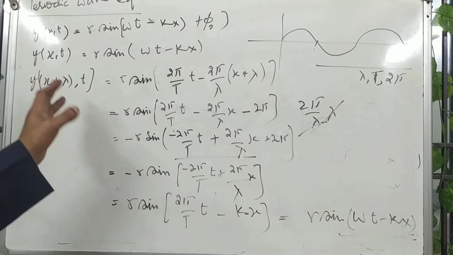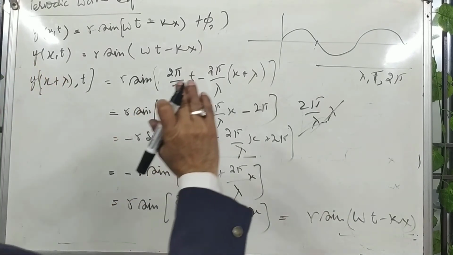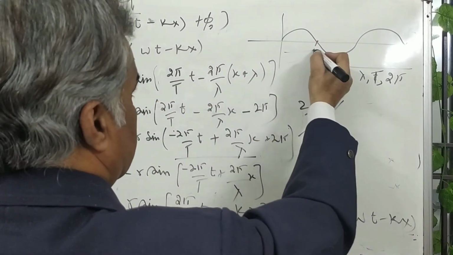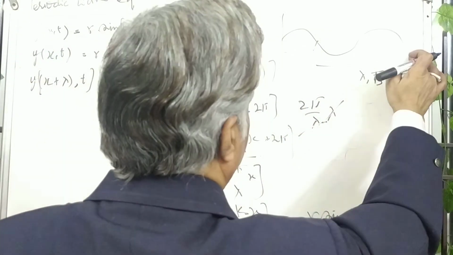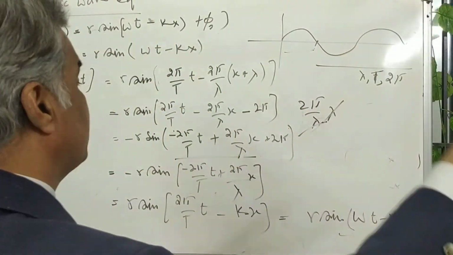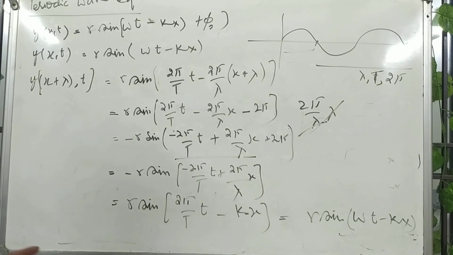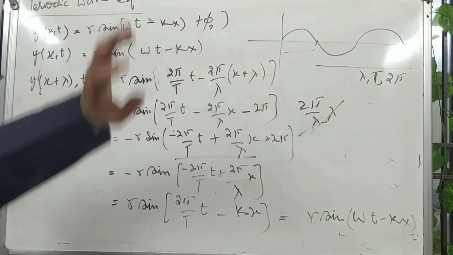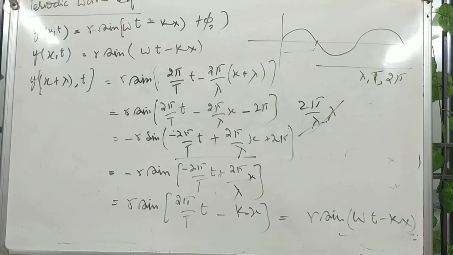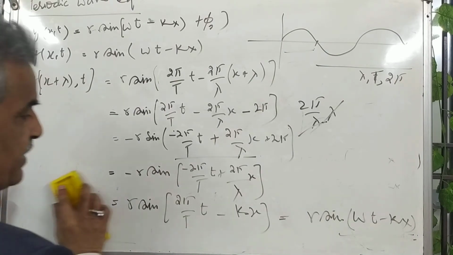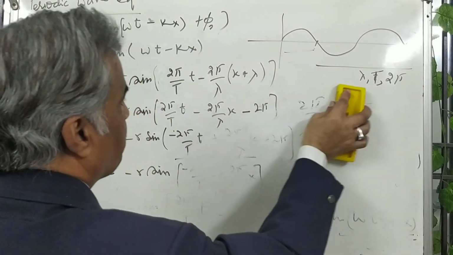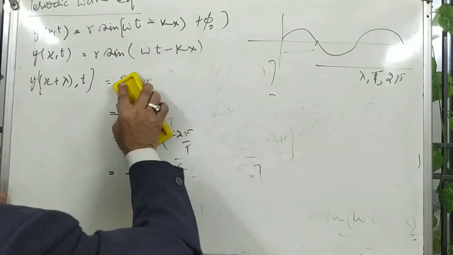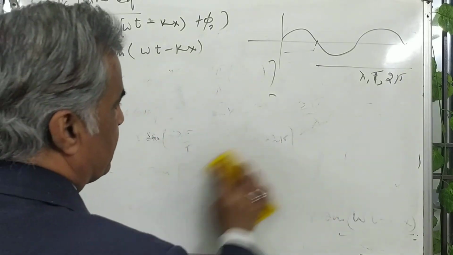This implies that at distance x, and at x plus lambda, there will be no change. The phase will be the same. So that is after a period. This is wavelength lambda, it is periodic. And similarly, the time period T is also periodic.